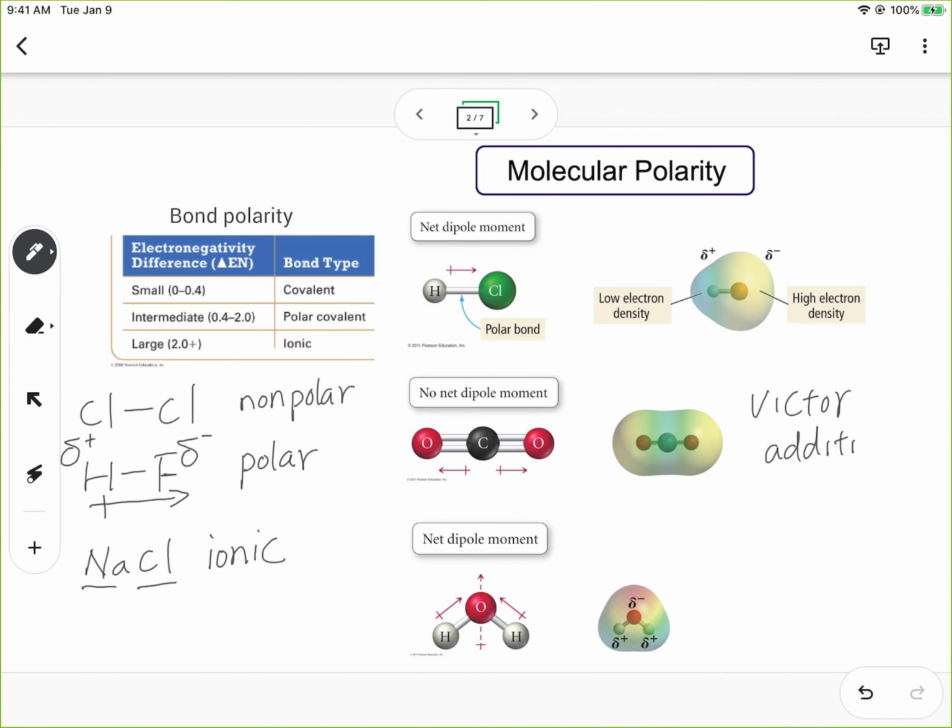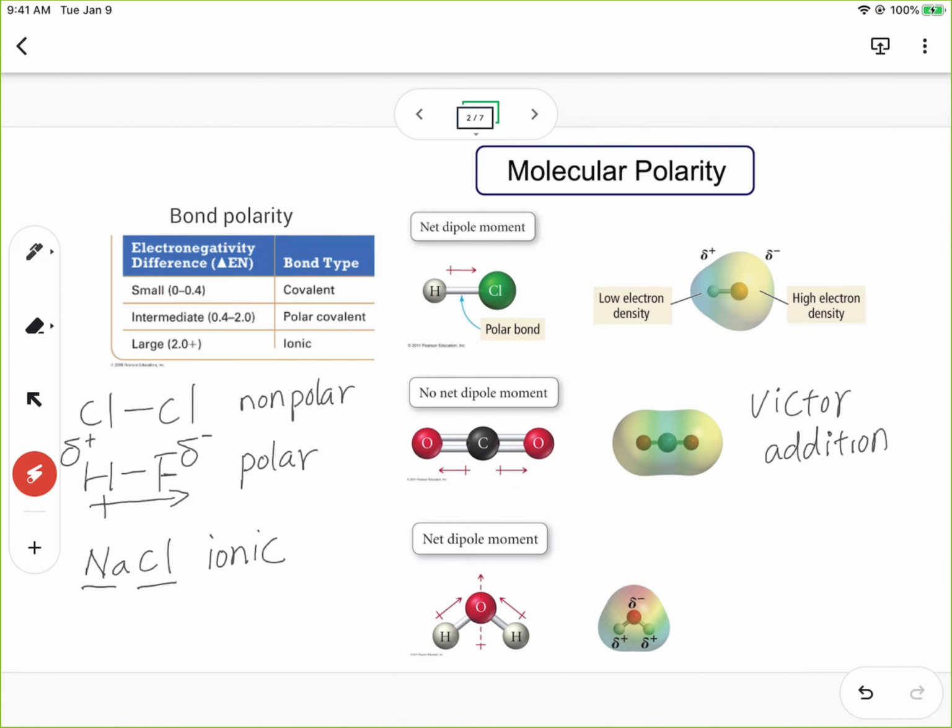Vector addition is how you figure out whether a molecule is polar or nonpolar, if the molecule has more than one bond. For this carbon dioxide molecule, if you add these two dipole moment vectors together, because they point in opposite directions and have the same strength, the polarity of the two bonds is identical. Therefore, when you add these two vectors together, they are going to cancel each other out.